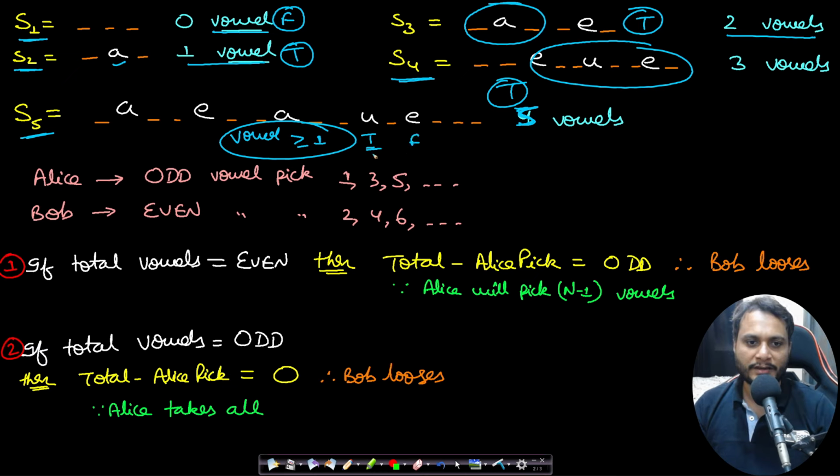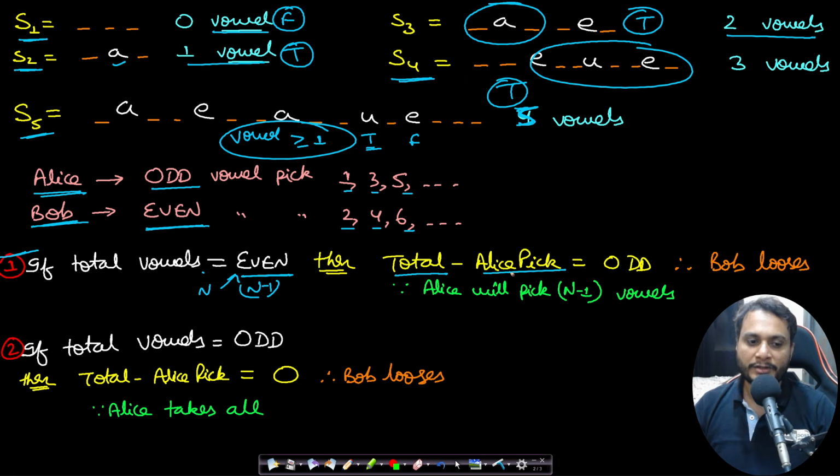And why is this happening? This is happening because Alice can pick odd numbers of vowels, starting from 1, 3, 5 and so on. Bob can pick even numbers of vowels, so 2, 4, 6 and so on. In case 1, I'm dividing the cases into 2 parts where total vowels are either even or odd. So if it is even, then Alice, who will always get the chance in the beginning, will try to pick n minus 1 vowels where n is even.